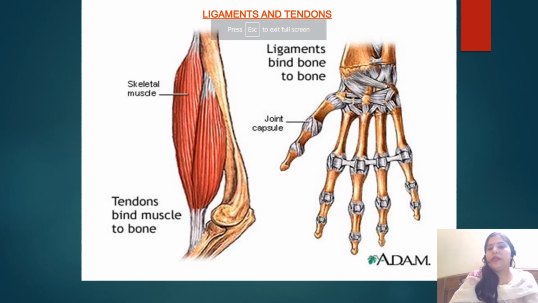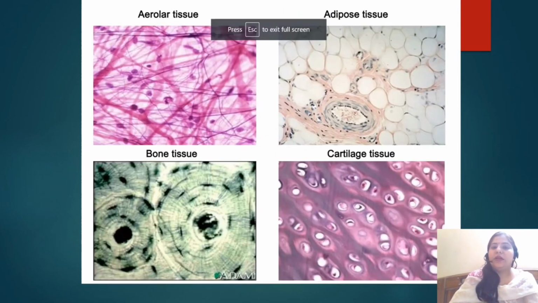Okay. Next is the structure of the areolar tissue, adipose tissue, bone, cartilage. Cartilage is also a type of connective tissue, and this cartilage is present at your nose and your ear pinna, and they are also flexible connective tissue.